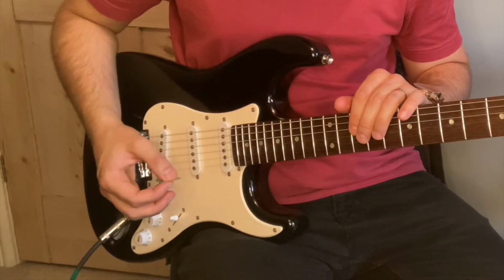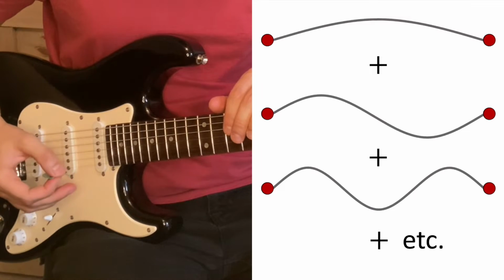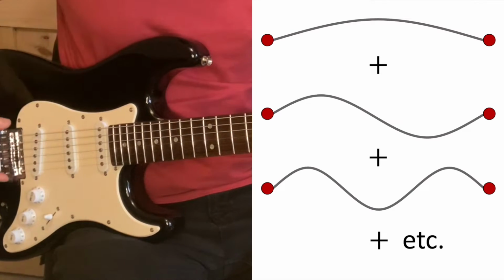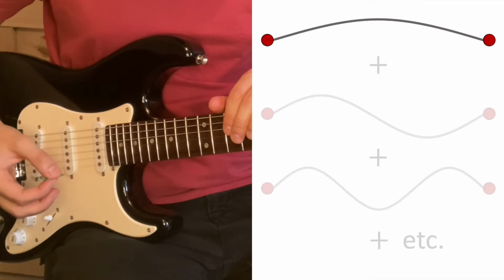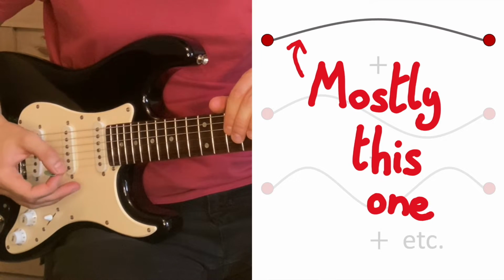First things first, when we pluck a guitar string, we're actually hearing a combination of lots of standing waves that fit on that string simultaneously. The main one that we hear is the fundamental frequency. That's the lowest frequency, or the longest wavelength, that'll fit on that string.